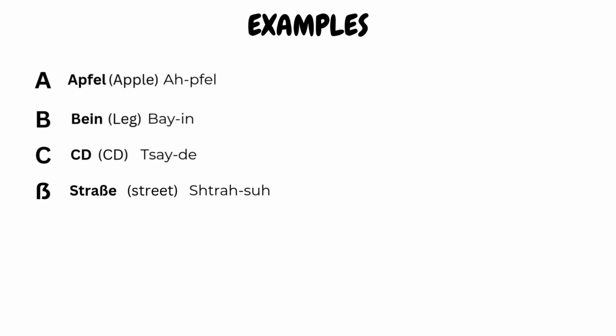Now that you know the German alphabet and how to pronounce each letter, let's put them into action. Apple is pronounced as Apfel. Try saying it with me. Apfel. Leg is called Bein in German. Pronounce it one more time, Bein. CD will be pronounced as CD. Say it, CD. Straße is called street in English. Say it one more time, Straße.